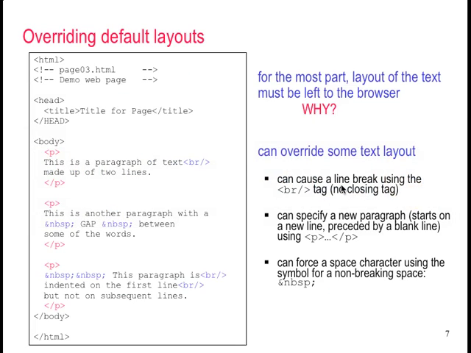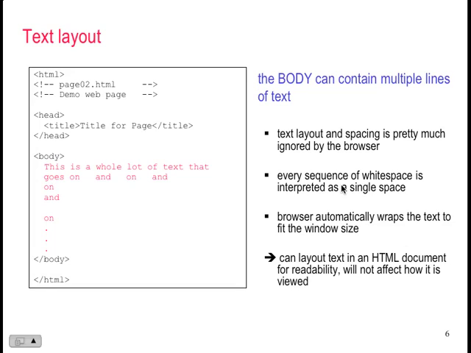So let's see. We moved over. And stop me if anyone wants to see anything in particular. I know these examples will start getting a little bit more complicated soon, but at this point it's fairly straightforward. So every sequence turns into a space. The browser automatically wraps it. You can lay out the text in an HTML document for readability. It doesn't affect how it's going to be viewed.